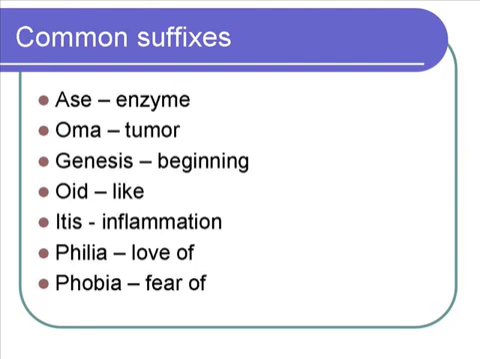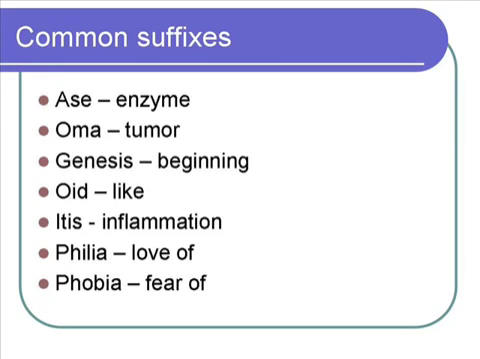Alright, finally we're going to be covering suffixes. Of course, suffixes are things that come or occur at the end of a word. Right, and the first one is ace, which means enzyme. We'll be covering a variety of enzymes, and we'll really go into detail with them later. But an example would be amylase. Right, that's just a type of enzyme. Oma, meaning tumor. Right, so a melanoma is a tumor on the skin, a type of skin cancer.